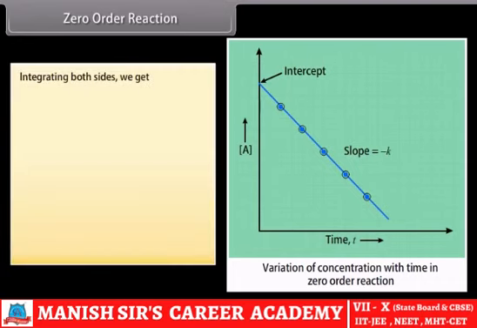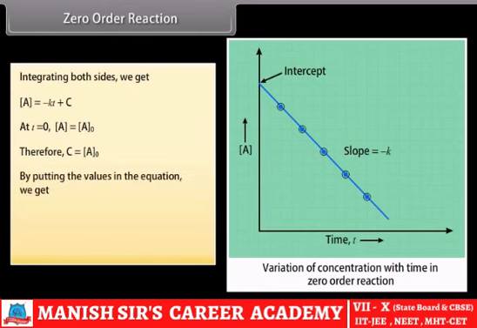Integrating both sides, we get A is equal to minus kt plus C. At t is equal to 0, A is equal to A naught. Therefore, C is equal to A naught. By putting the values in the equation, we get A is equal to minus kt plus A naught, or it can be written as k is equal to 1 upon t multiplied by A naught minus A.